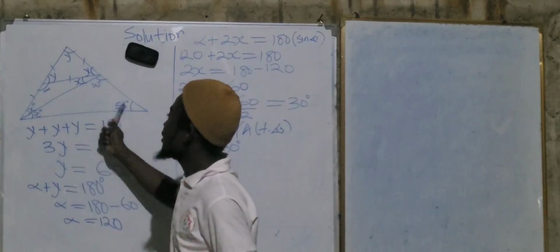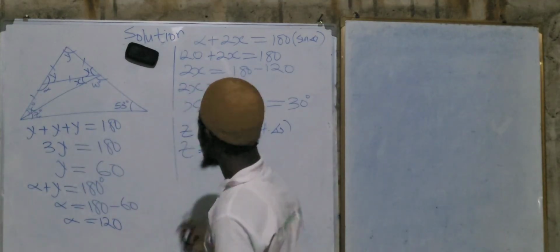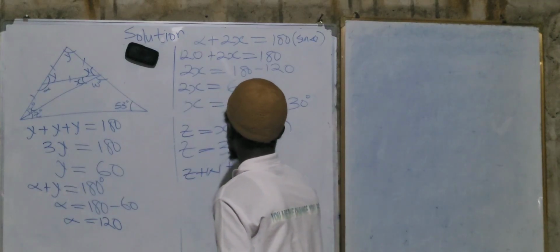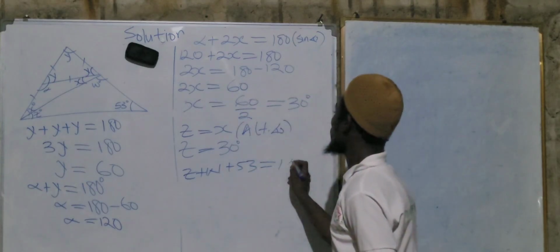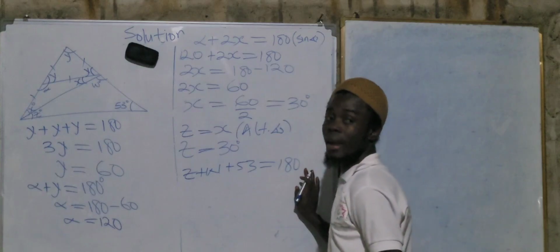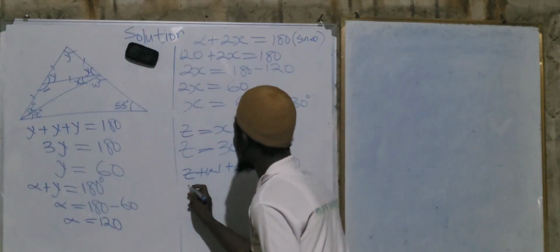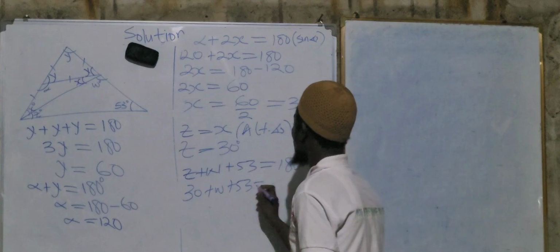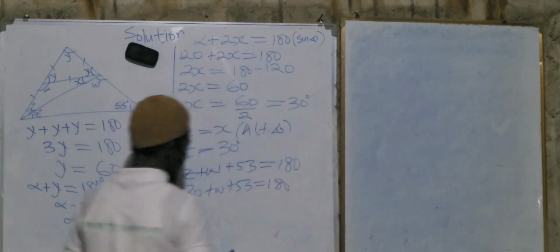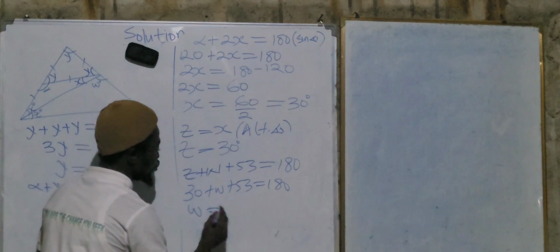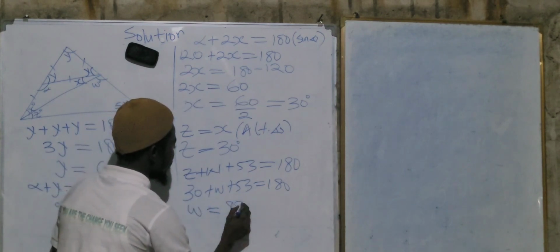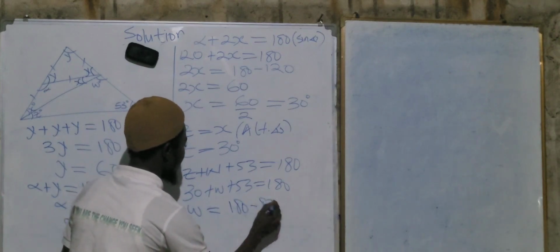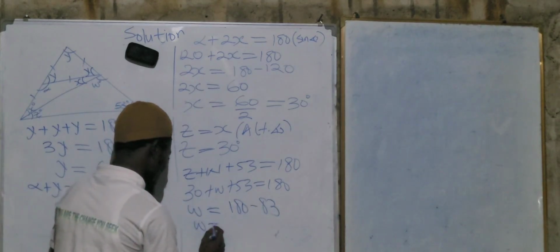Now, what about w here? It's the only unknown, right? So therefore we now have the sum of z plus w plus 53 equal to 180, sum of angles in a triangle, right? Now what is the value for z? 30 plus w plus 53 equal to 180. Now w is equal to 180 minus 83. It's 97. And w is now equal to 97.